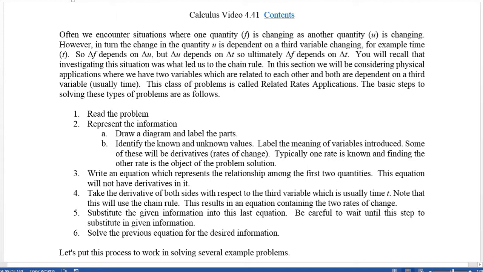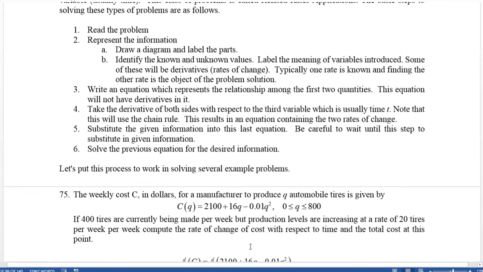Be very careful to wait until this step to substitute in the given information. One common mistake made with this kind of problem is to try to substitute in values, say, for one of the variables earlier on, turning them into constants before you take the derivative, and that's not what you want to do. And of course, once you solve that for the derivative that you're looking for, then you've solved the problem. So let's try this for an example here.